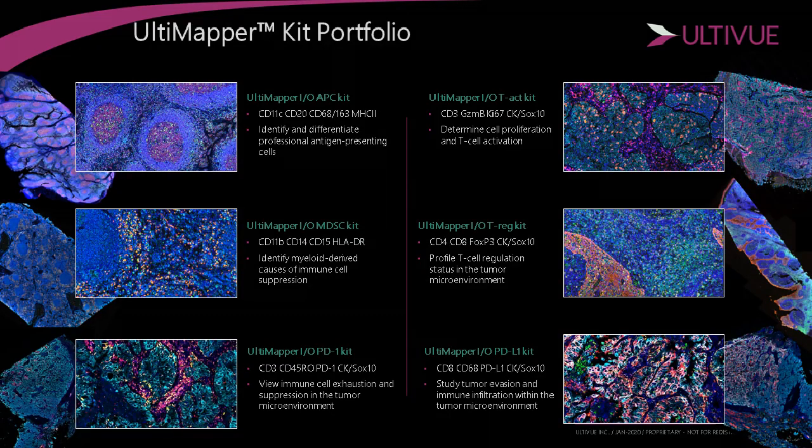These include what you see in the first row, the T-ACT kit and the APC kit to look at the T-cell activation and the professional antigen-presenting cells that guide their activation. Then in the second row, you see the MDSC and the Treg kits that help to look at the immune suppression in the tumor microenvironment. And in the last row, the PD-1 and PD-L1 kits that are made to study T-cell exhaustion and tumor evasion.